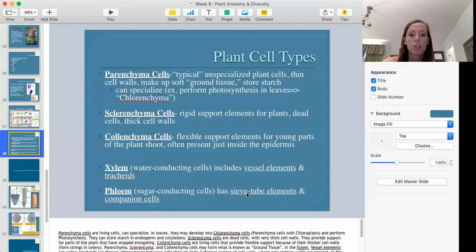Okay. So for the vessel elements and the tracheids, these are also going to be hollow at maturity. They have a lot of open space to allow for water to be conducted through the cells. And in phloem, the sieve tube elements are hollowed out shells of a cell, but they're supported by companion cells, which are living and use their organelles to support the sieve tube elements.